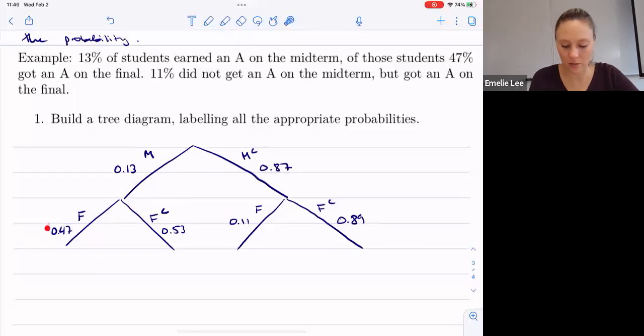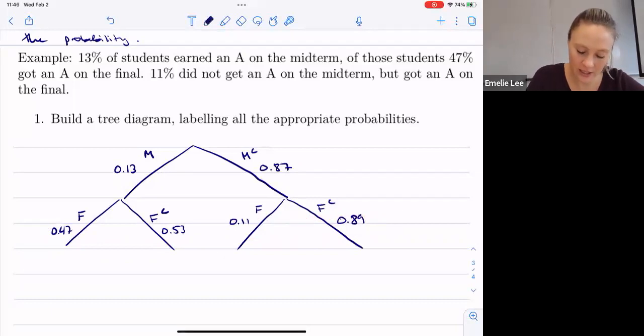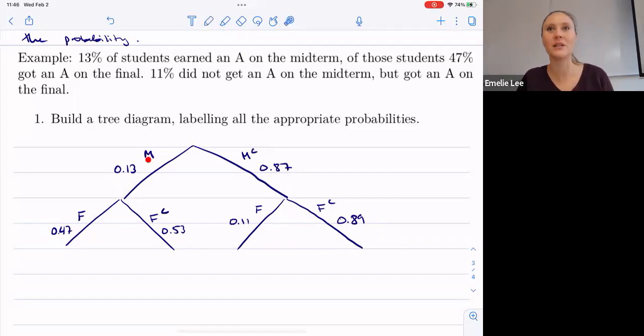So all these second branches are all conditional probabilities. Now at the end of each branch, usually what I like to do is I get really sloppy and I don't write out the probability of M and F, this.